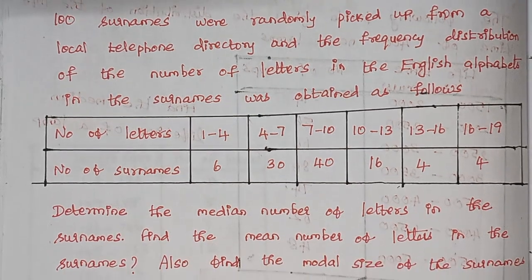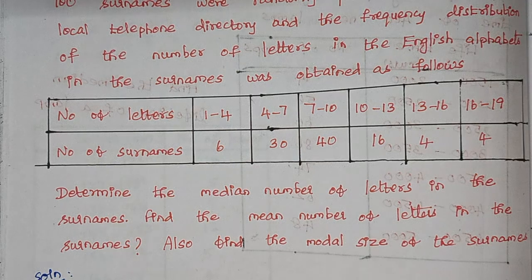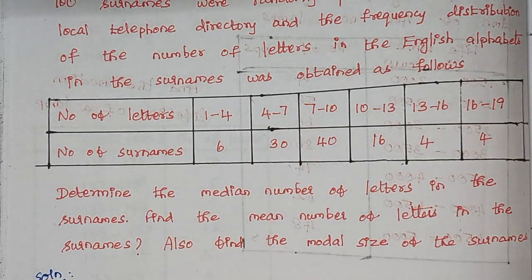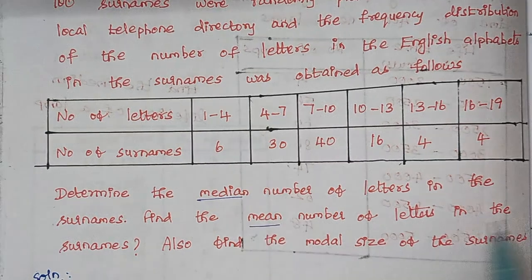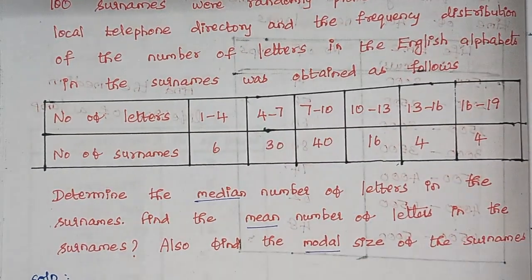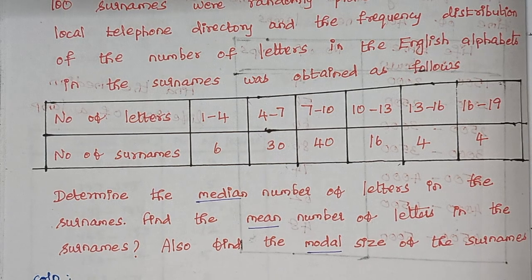So here we are asked to find the median number of letters in the surnames, find the mean number of letters in the surnames, and also the modal size of the surnames. So here we are expected to find all the data, right? Median, mean and mode. So first we will start our discussion with median.